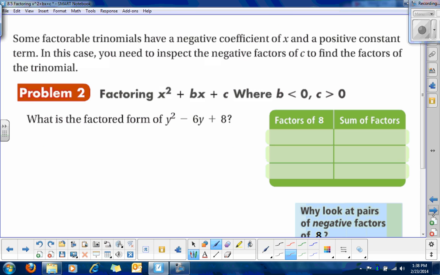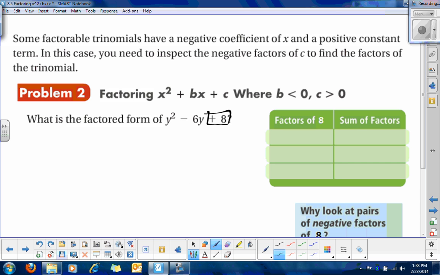So problem 2 says, let's see here, some factorable trinomials have a negative coefficient of x and a positive constant term. In this case, you need to inspect the negative factors of c to find the factors of the trinomial. Well, why is that? Well, let's see. Because when we multiply, we want to get a positive 8.